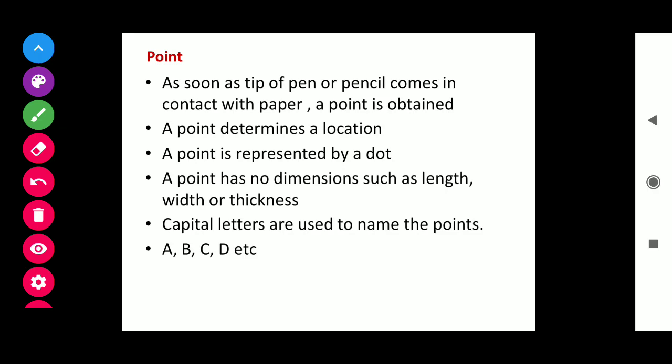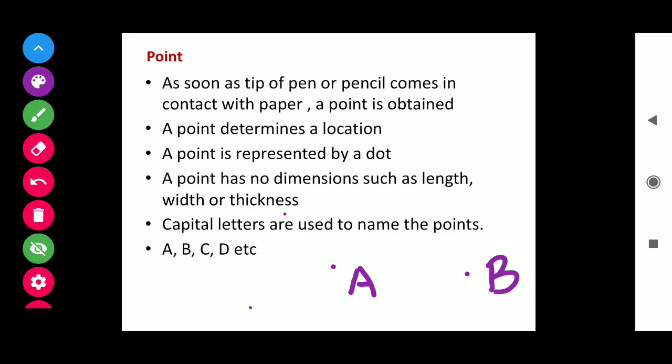As soon as the tip of a pen or pencil comes in contact with paper, a point is obtained. A point determines a location. Why do we need a point? A point is needed to determine a location. A point is represented by a dot like this. If it is a point, then we should give one name to that point, A, suppose. We can give any name, but it should be in a capital letter.